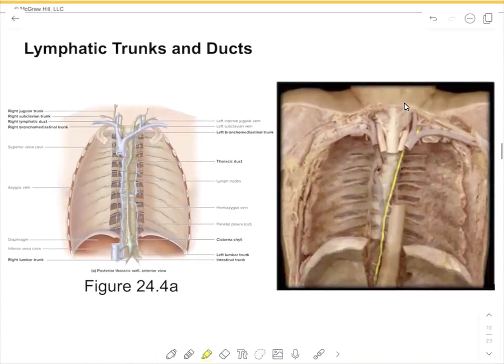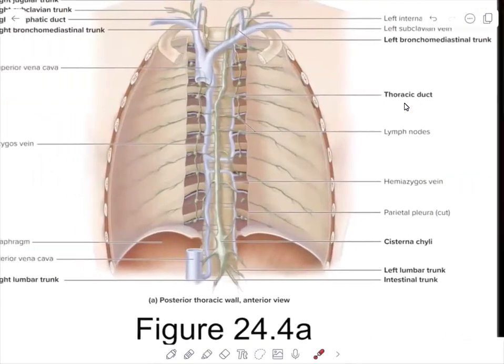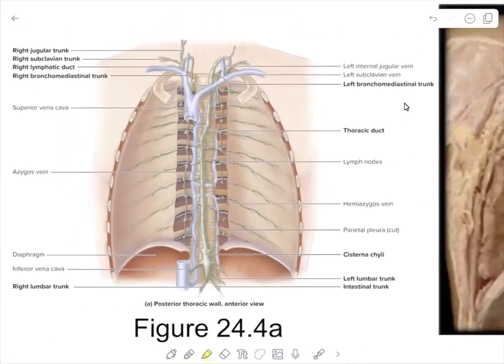This is showing those various trunks as well as ducts. So the vessels lead into the trunks, and there are specific trunks named for where they're located in the body. For example, this is a jugular trunk, subclavian trunk, bronchomediastinal trunk, lumbar trunk. It's not important for you to know the names of the specific trunks. Just know that the trunks lead into the ducts. As far as the ducts, we have two major ducts. We have the right lymphatic duct, and we also have the thoracic duct.